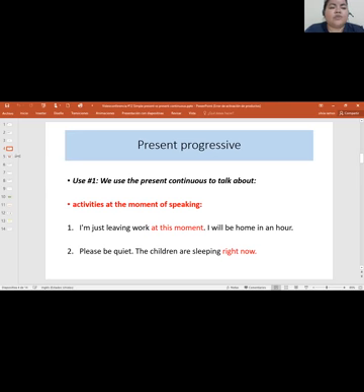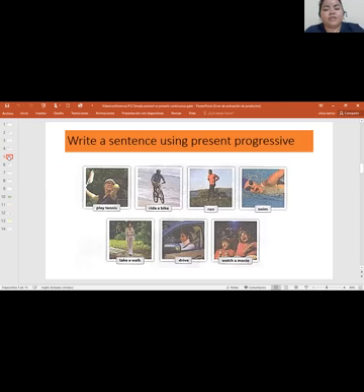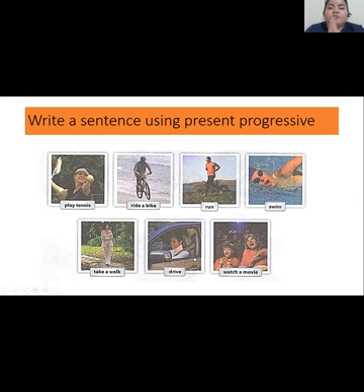Now, we're going to do a small exercise right now. Everyone, please pay attention. Look at the picture here. It says, write a sentence using present progressive. We have the verbs, we have the activity. What could be the answer for number one, Emerson? The play tennis? Yes. Crear una oración sería con eso. Yes, we're going to write a sentence using present progressive. Look at the picture.